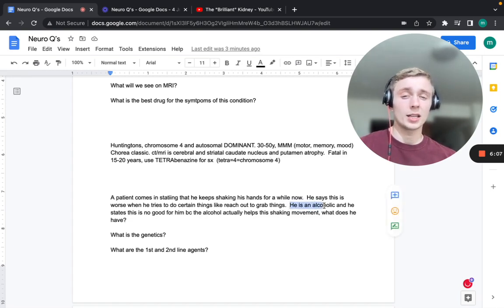He is an alcoholic, and he states this is no good for him because the alcohol actually helps his shaking movements. What does he have? So he tends to drink more because now he's an alcoholic because he wants to use it to decrease his tremor. So what kind of problem does he have here? What is the genetics of this? What are the first and second line agents for this condition?